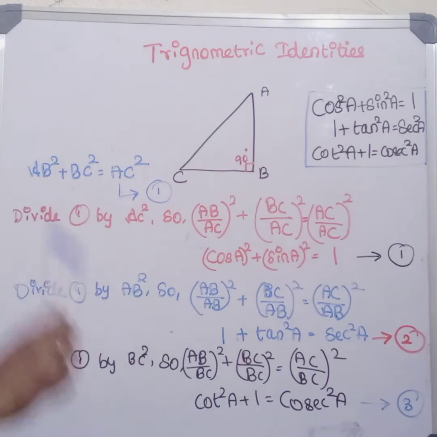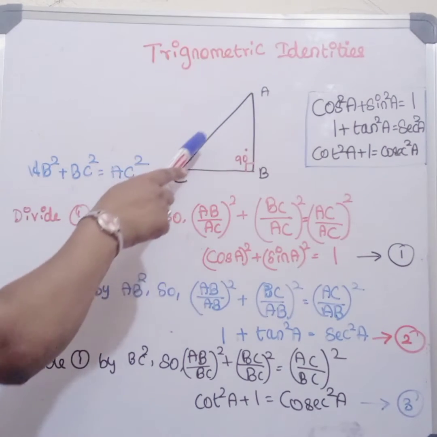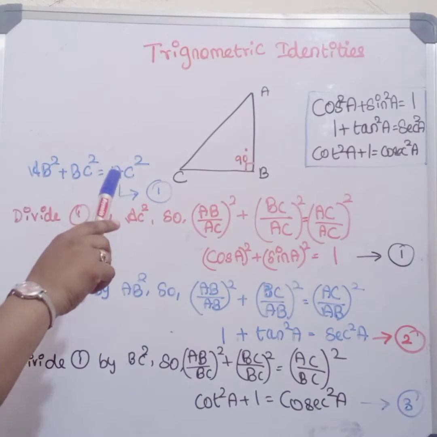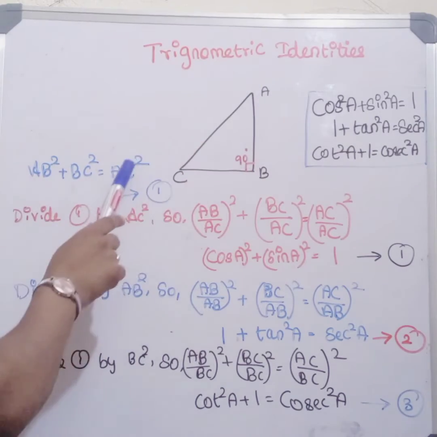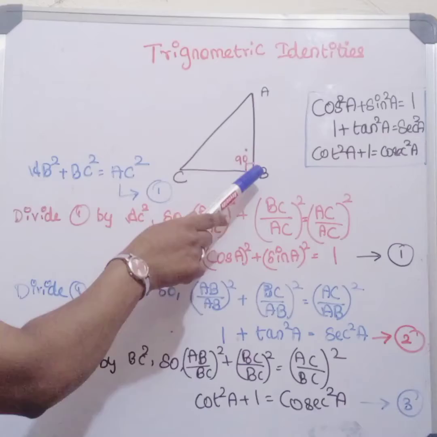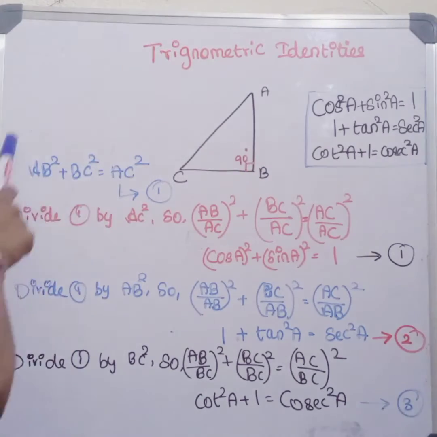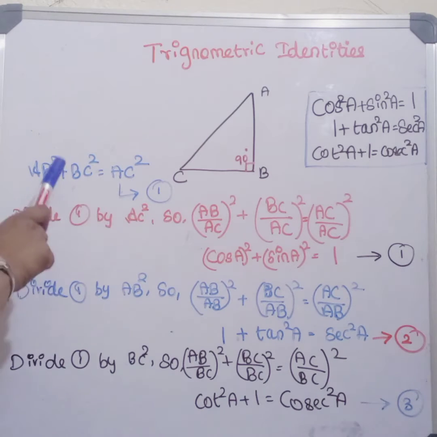Now, only for a right angle triangle can we apply the Pythagoras theorem. The Pythagoras theorem says that the square of the hypotenuse side is equal to the sum of the squares of the remaining sides. So AC square, the hypotenuse side square, is equal to AB square plus BC square. According to the Pythagoras theorem, we got this equation. Now our full work is based on this equation only.